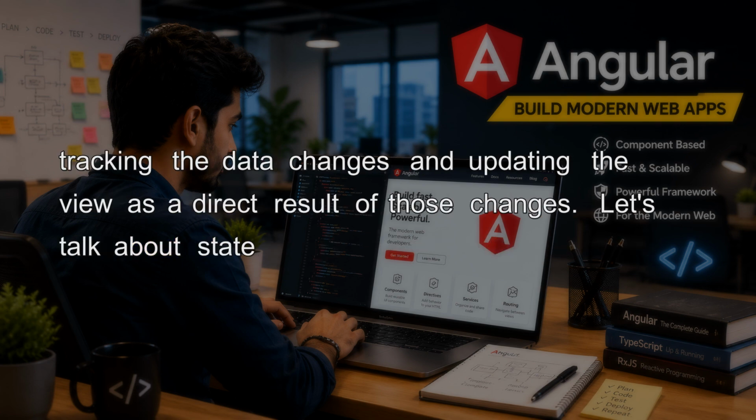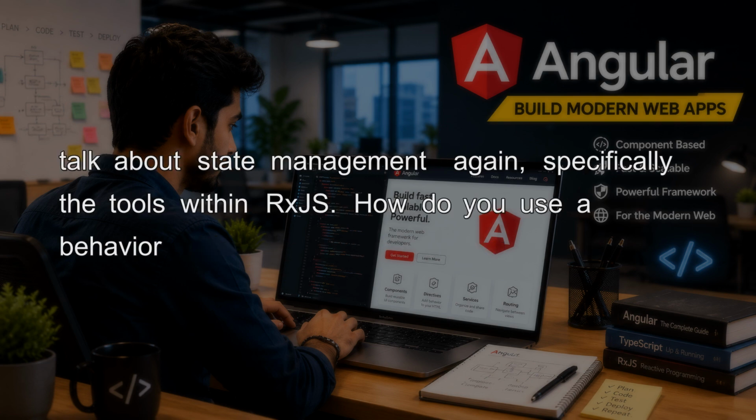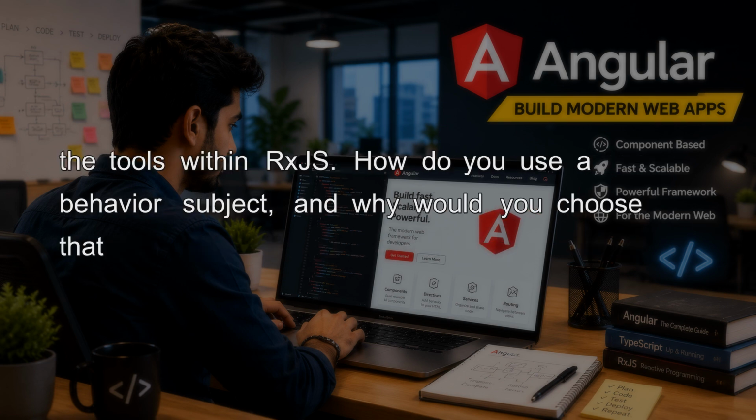Let's talk about state management again, specifically the tools within RxJS. How do you use a behavior subject, and why would you choose that over a standard subject?